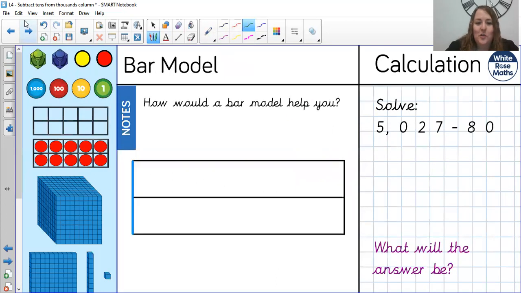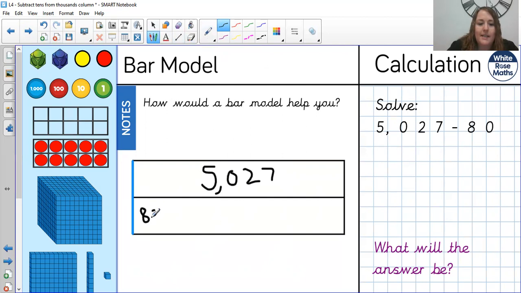Okay, bar model. Again, very similar question, just showing it in the bar model method. So this time we have 5,027. So I'm going to pop that into the hole at the top. And what's it made into? That's what the question is asking.